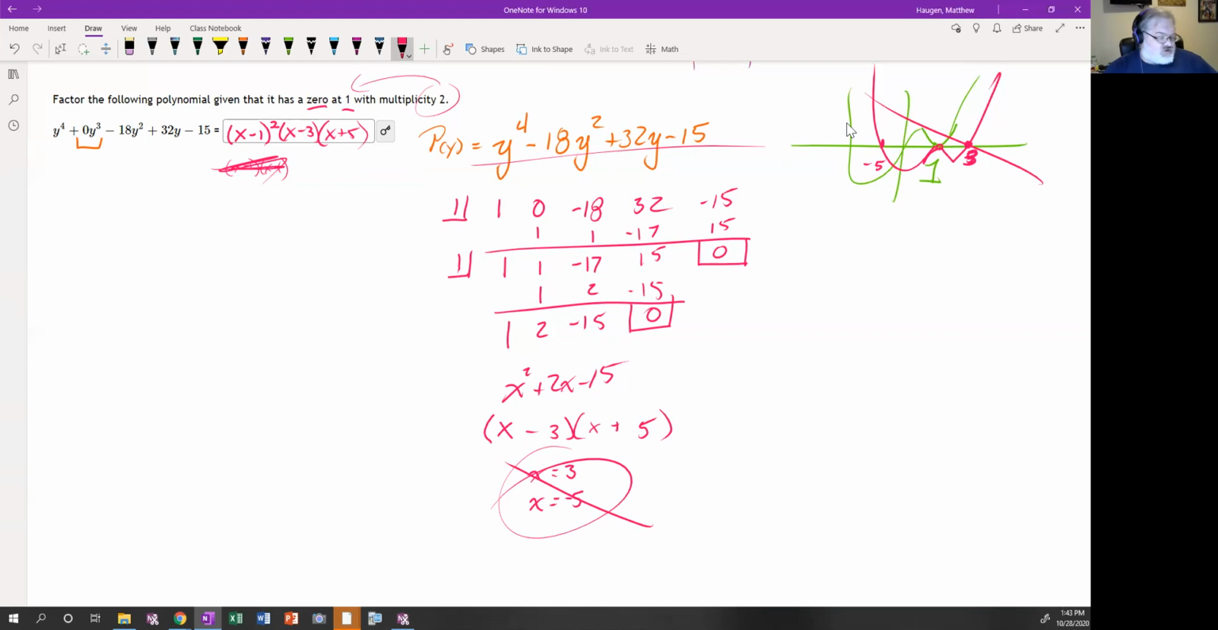But you were asking about multiplicity in general, and those are some of the implications of multiplicity: the fact that we get that nice bounce, and the fact that it means it will divide out multiple times. Hope that helps.